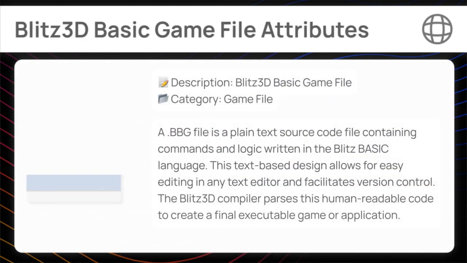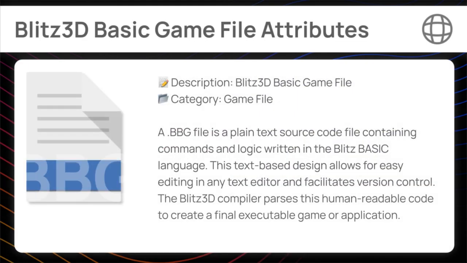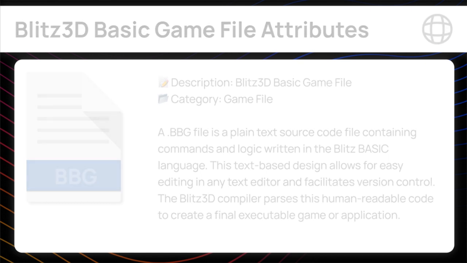A BBG file is a plain text source code file containing commands and logic written in the Blitz BASIC language. This text-based design allows for easy editing in any text editor and facilitates version control. The Blitz3D compiler parses this human-readable code to create a final executable game or application.